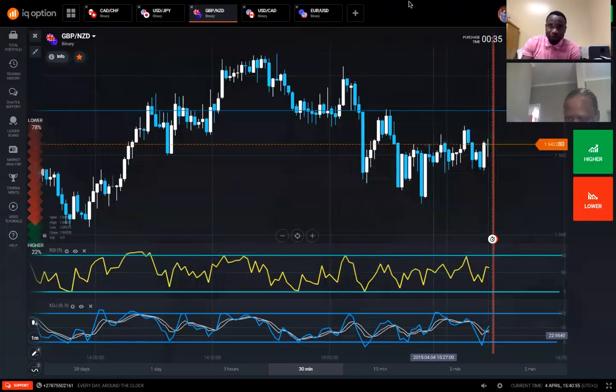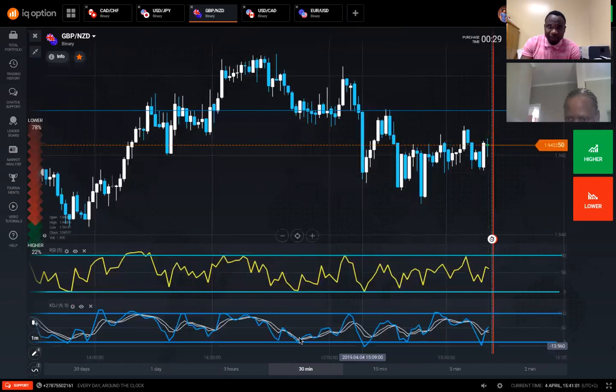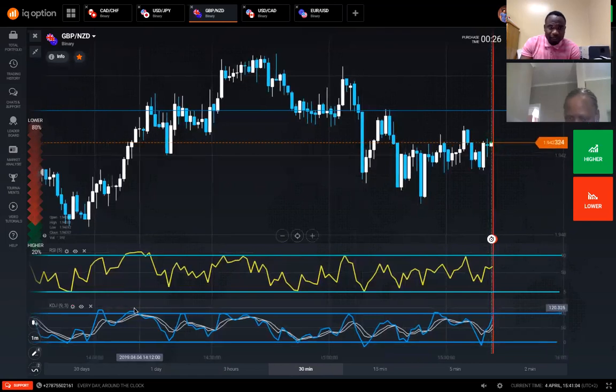Let me just remove this thing. I wanted to come below here. I wanted to come outside here. If this doesn't go outside, we don't have a trade at all. You don't have a trade.